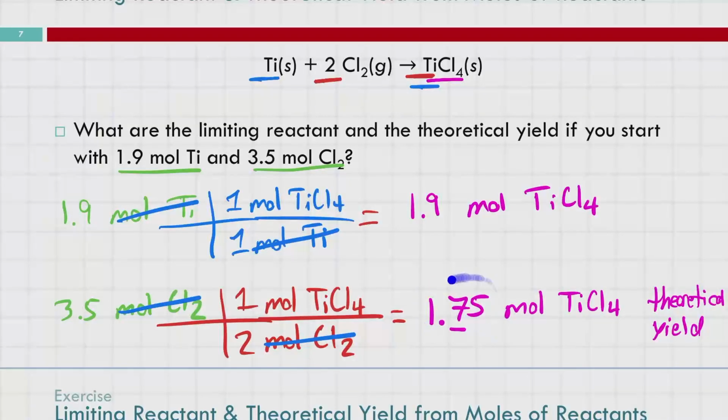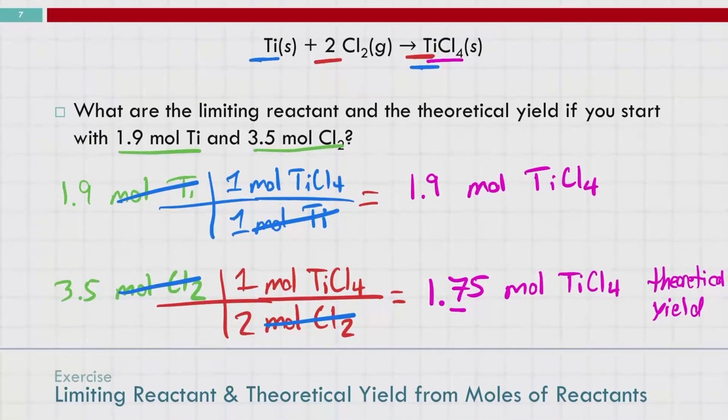It would be 1.8 moles of titanium 4 chloride for significant figures. 2 of them. And then what's our limiting reactant? Is our limiting reactant titanium or chlorine? It's the chlorine because the chlorine is the one that we use to make the theoretical yield.